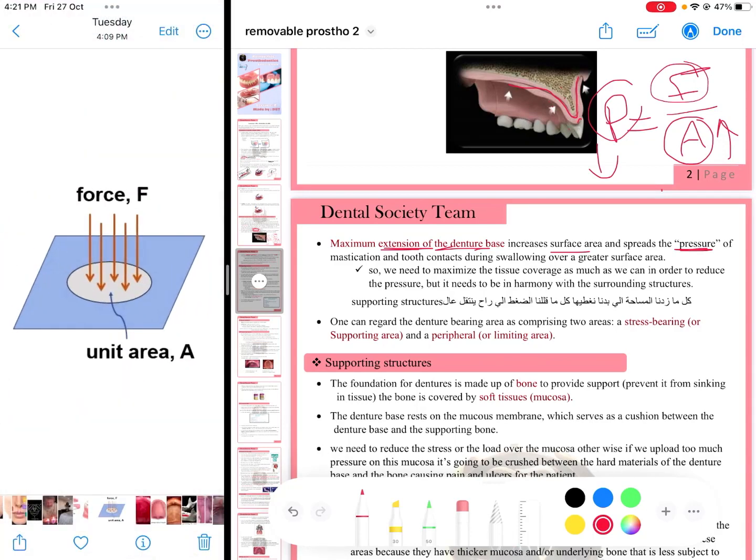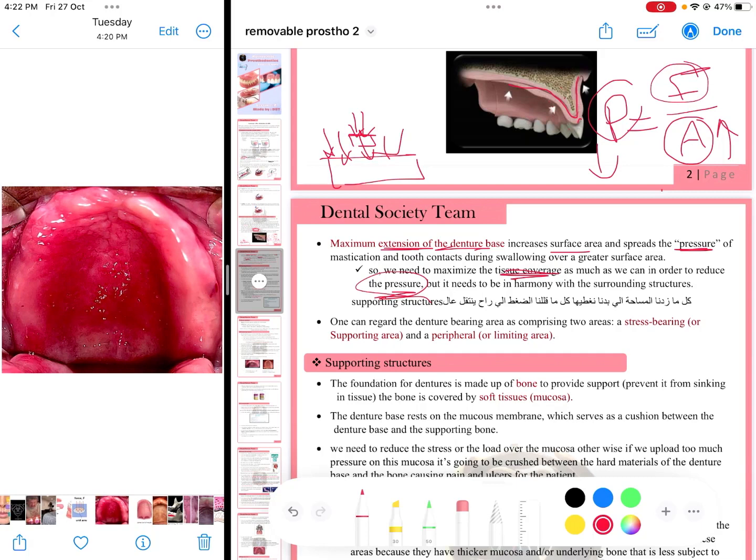As you can see in this picture, if I have this surface area and I apply the force on it like this, but if I increase the surface area, what will happen to the force? It will be distributed, it will be spread, so the pressure will decrease. So we need to maximize the tissue coverage as much as we can to reduce the pressure. If we decrease the pressure, then we protect this tissue from inflammation or irritation and so on.